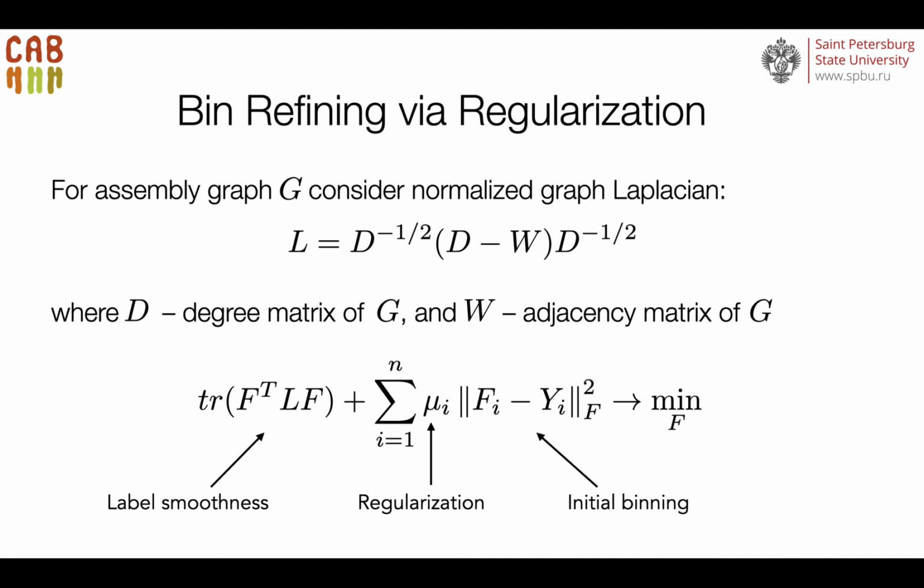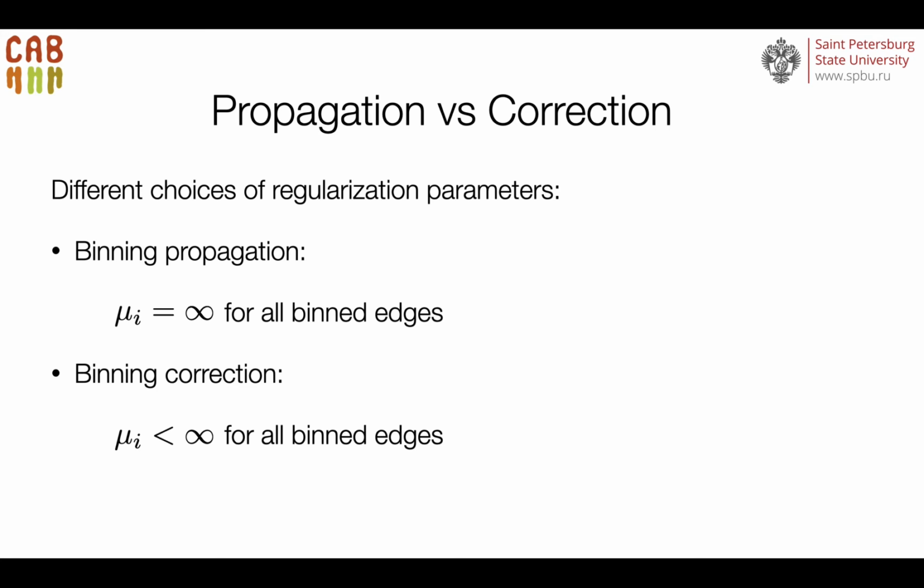with possible additional regularization. What is interesting here is that we could use the regularization parameters to tune the overall refining procedure. First of all, if we take the regularization parameters as infinity for all binned edges, we essentially do the binning propagation. So we never change the bin assignment for the already binned edges. But if we take the regularization parameters less than infinity, then the labels might possibly change. So this corresponds to essentially binning correction.